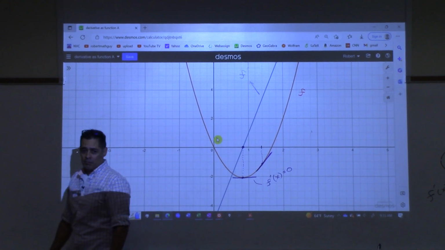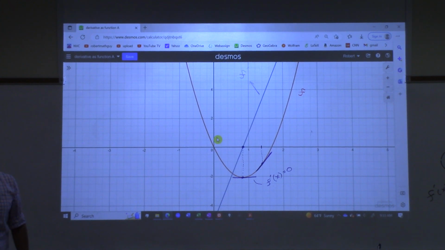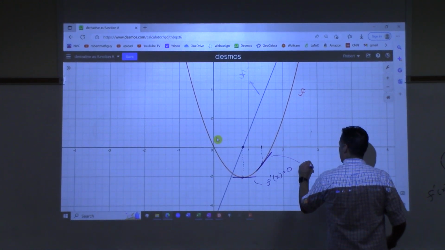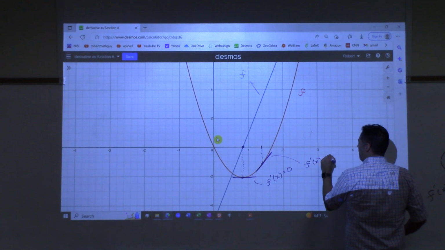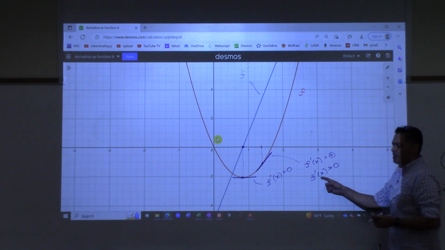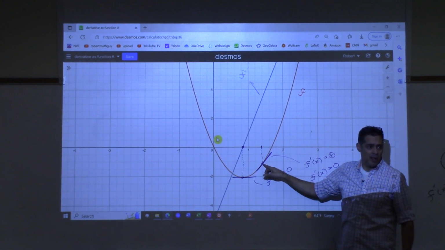Is it 0? No. Is it positive or negative? It's positive, right? That's a positive. So we should expect to see a positive slope there? Yes, the derivative at that point is some positive number. Another way to say that is that the derivative is greater than 0, right? If I tell you something is greater than 0, I'm telling you it's positive, right? So we all agree that the derivative at this point is positive.